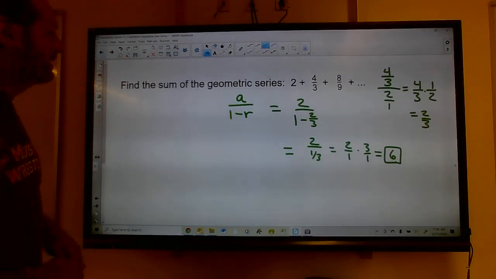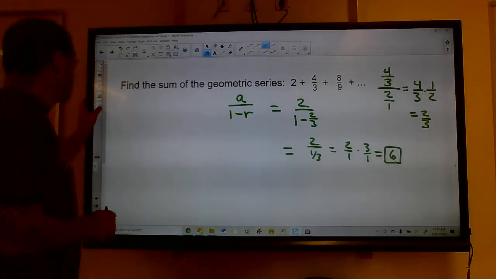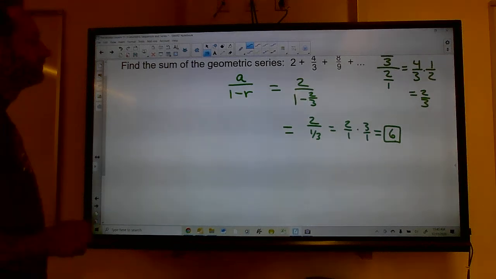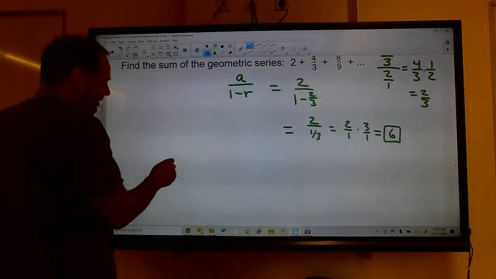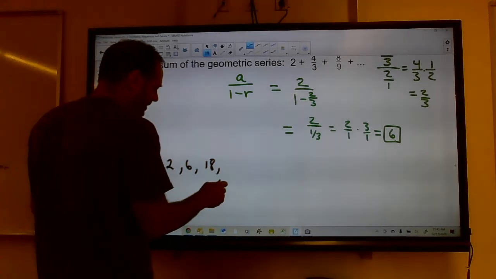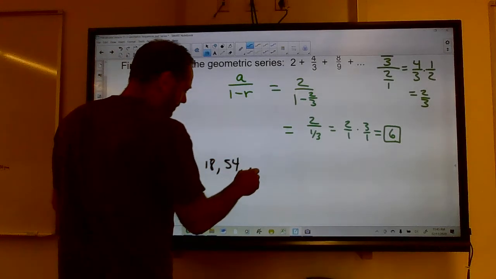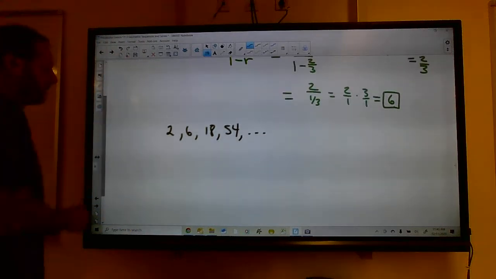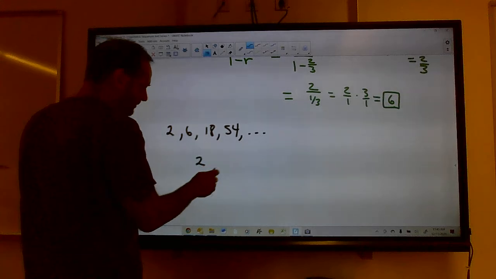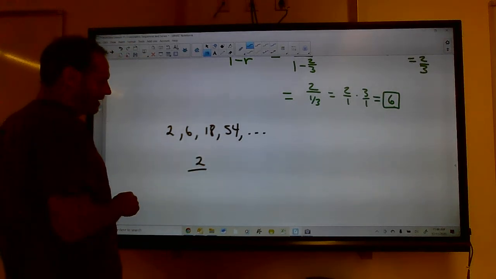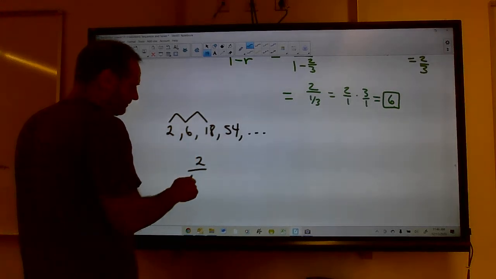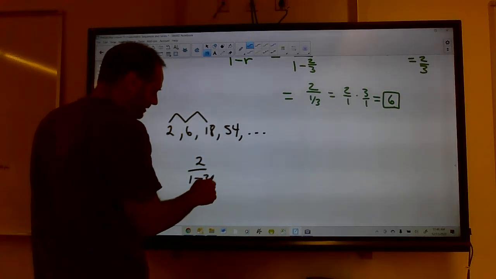Let's look at one that is divergent. So let's say I had 2, 6, 18, 54, dot, dot, dot. Okay, so on this one, the first term is 2, and the common ratio is 3. So it'd be 1 minus 3 here.